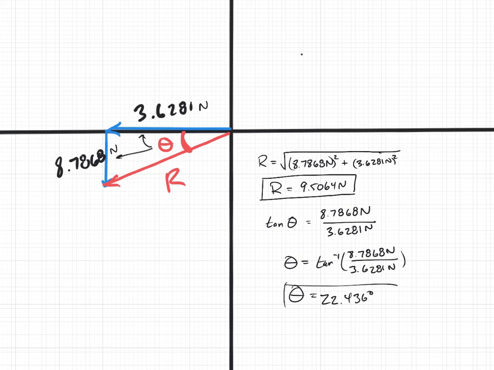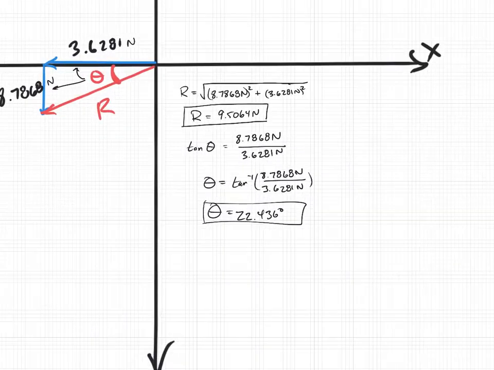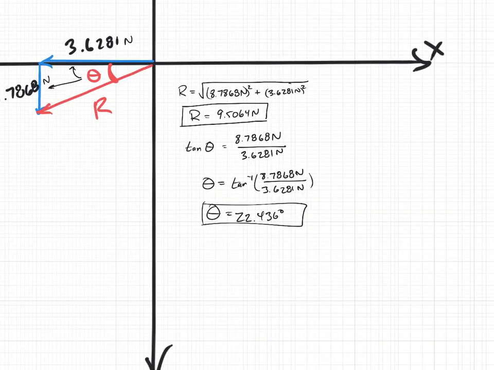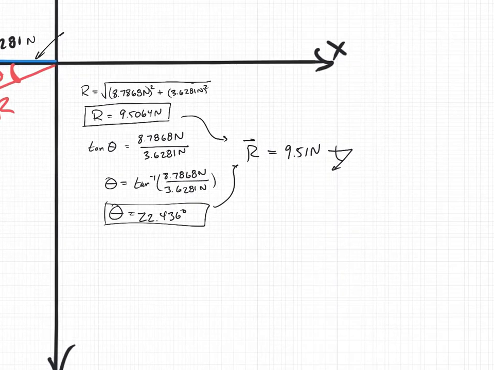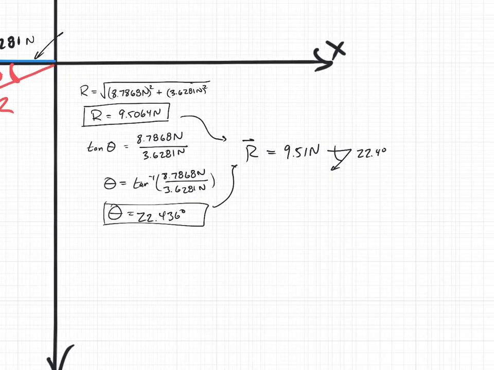Okay, and if you plug that into the calculator, we get theta equals 22.436 degrees. Okay? So the last thing we want to remember is to go ahead and combine these two, and we'd say that R equals 9.51 newtons at an angle. Now notice this angle again. It's being measured from negative x. Okay, it's being measured counterclockwise from that. And it's 22.4 degrees.